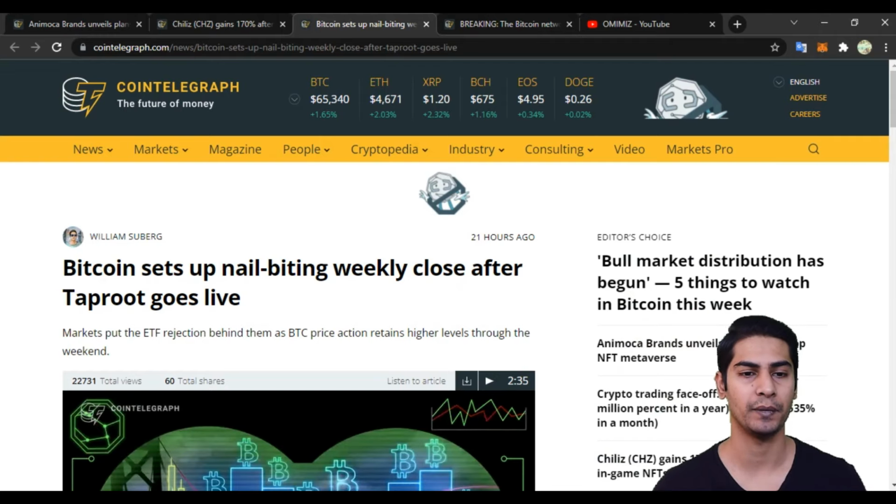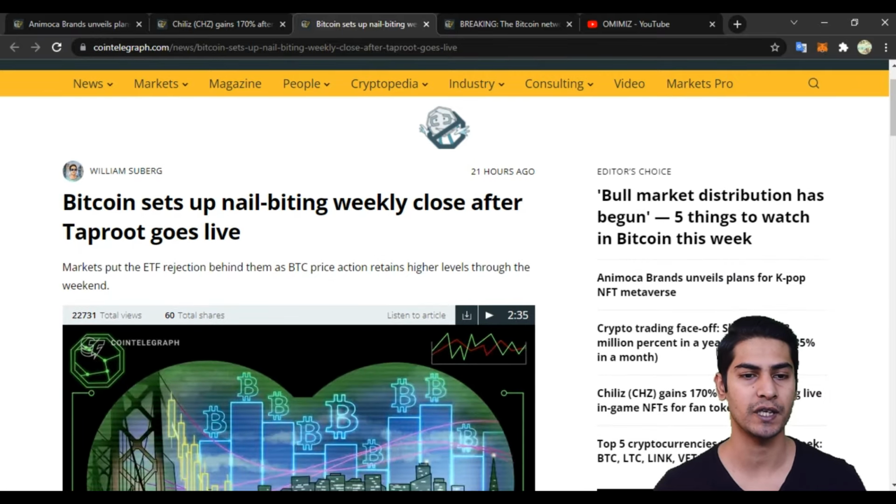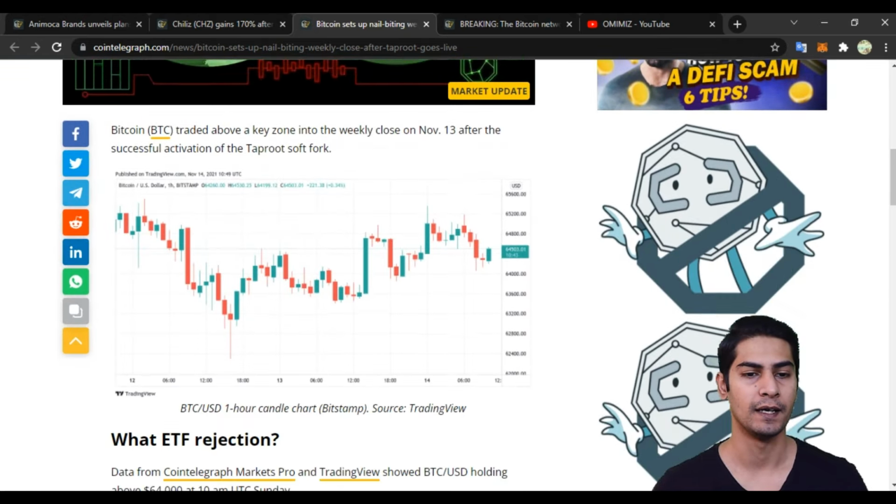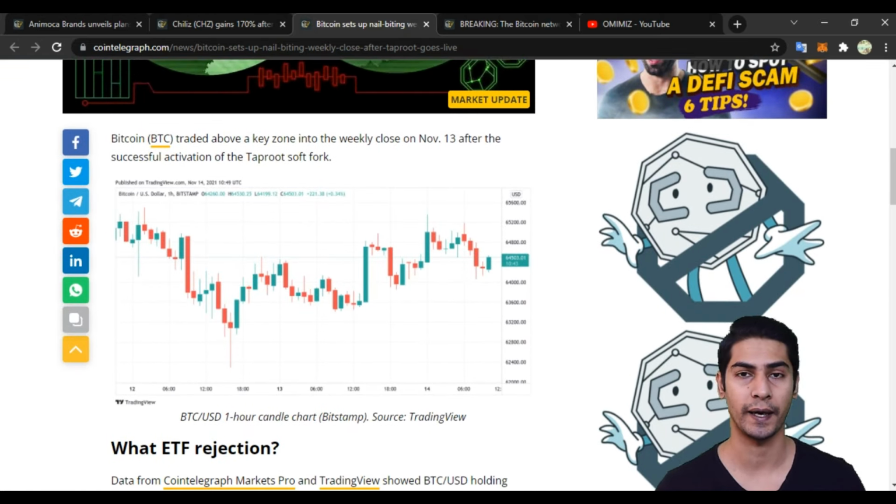Bitcoin sets up nail-biting weekly close after Taproot goes live. Market puts the ETF rejection behind them as BTC price action retains higher levels through the weekend. So if we look at this chart, we can see कि कल जो है we were inches away from the candle becoming red, and they kept doing it, नीचे लाते रहे. Then literally at the time the candle was just about to close, they pumped it, brought it back to higher levels, and we saw BTC and Ethereum had a very nice pump early morning today.